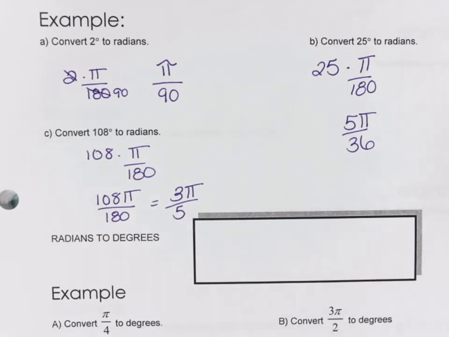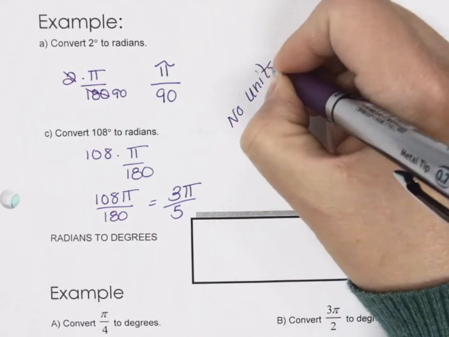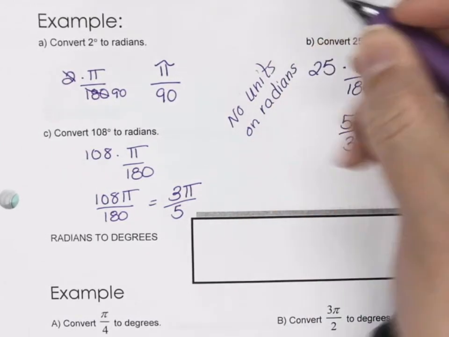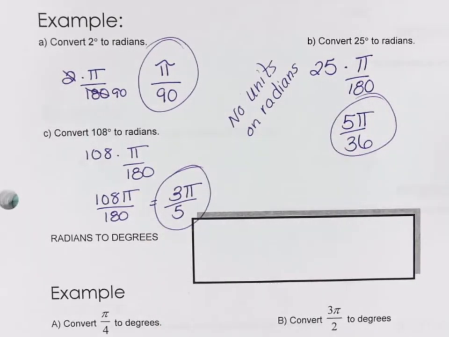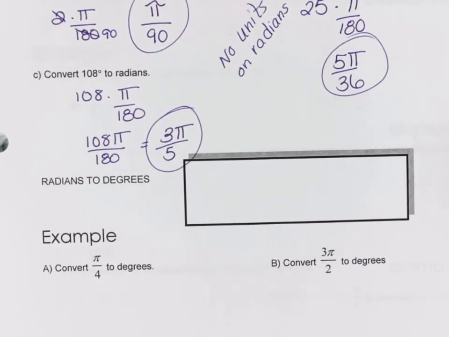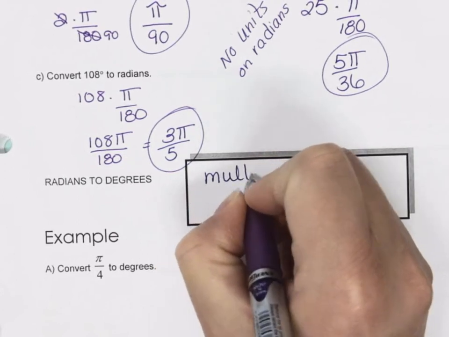Okay, so now going the other way, we're going radians to degrees. So no units on radians. All these answers here are in radians, and we're not going to put units on them. They stay like this. All right, you good? Okay, radians to degrees. You're going to multiply by the reciprocal.